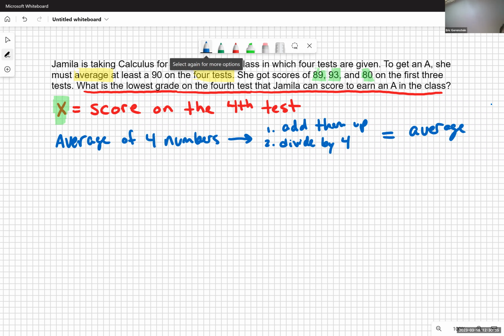So take the 4 numbers and add them up. So it's an 89, right, that's the first number, plus 93, plus 80, and plus the 4th number, which we're calling X. Again, we know it's a number, but we don't know what it is yet. Remember, a variable is a temporary placeholder in algebra. And we're going to add them up, and then we're going to divide that by 4.